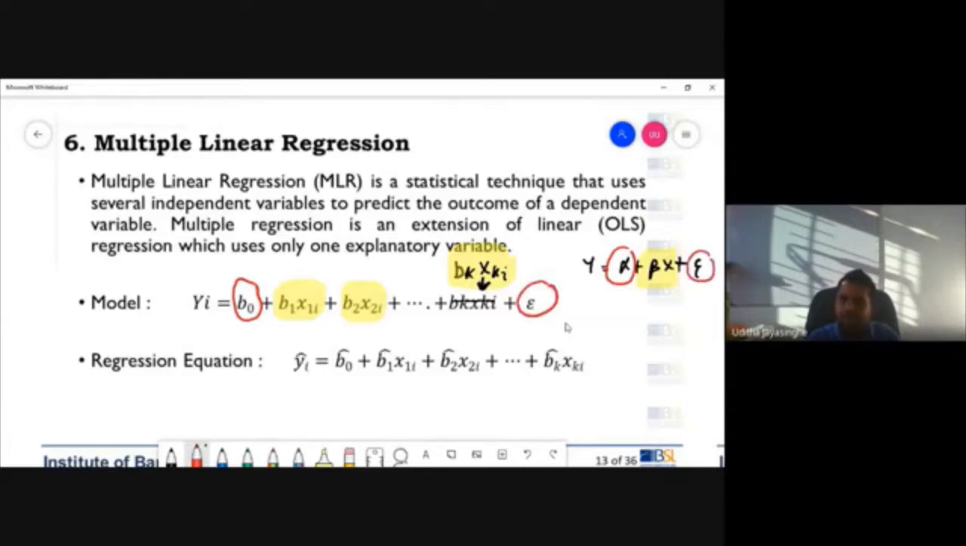And y is y. If I take you through the points, it says multiple linear regression, or MLR, is a statistical technique that uses several independent variables to predict the outcome of a dependent variable. Multiple regression is an extension of ordinary simple regression, which uses only one explanatory variable.